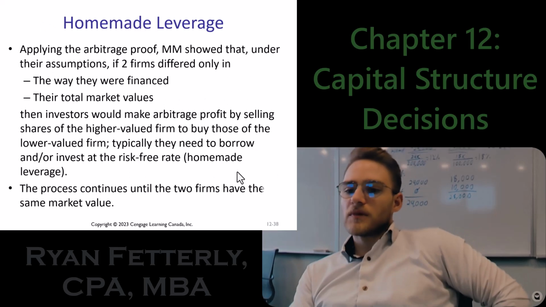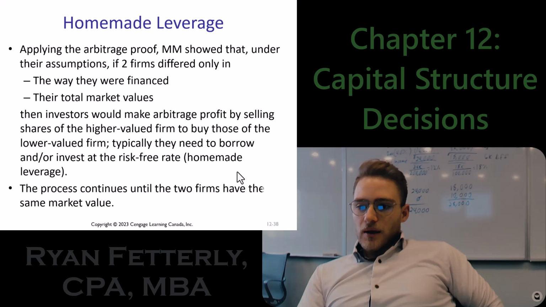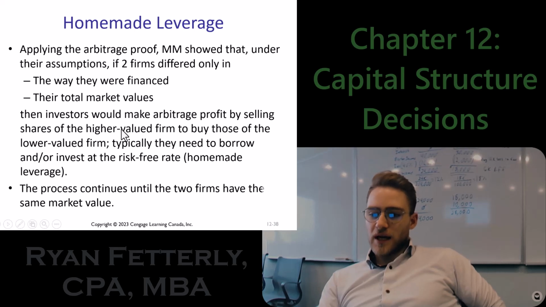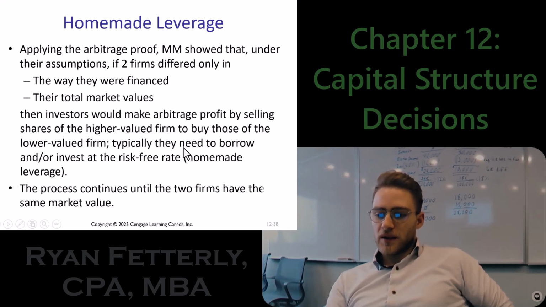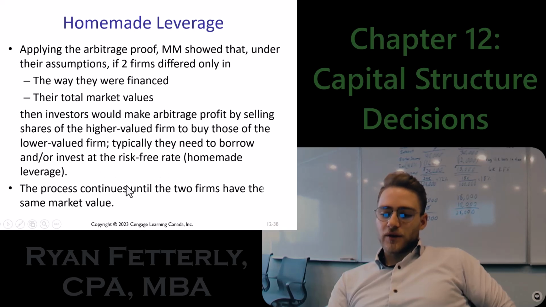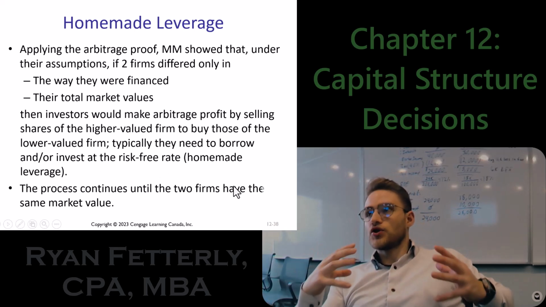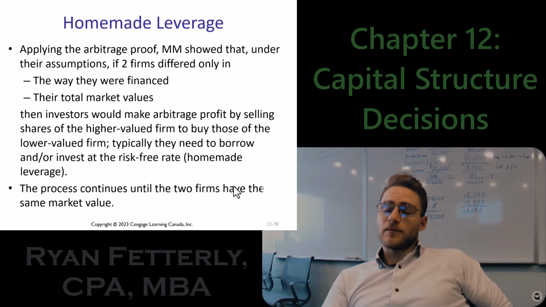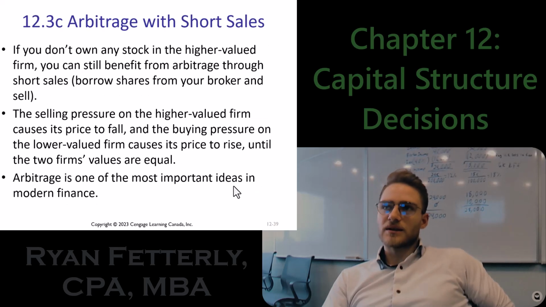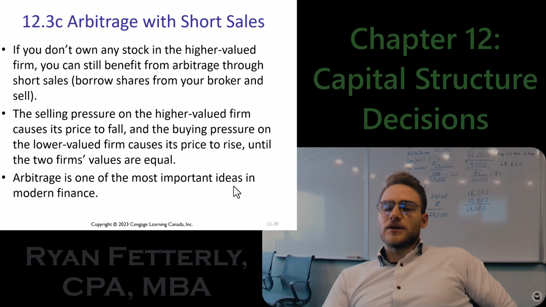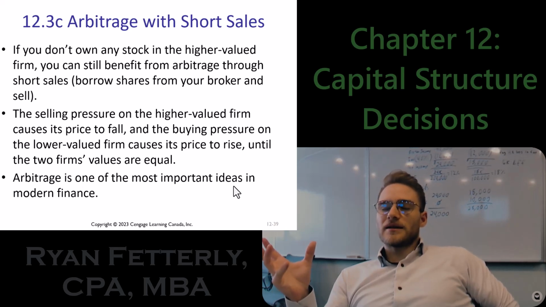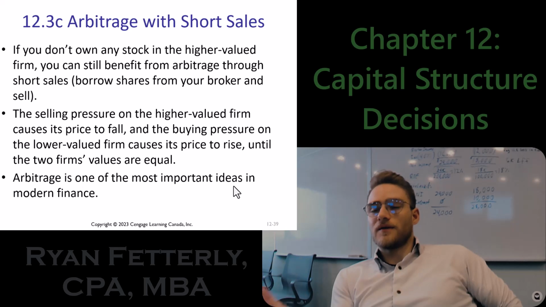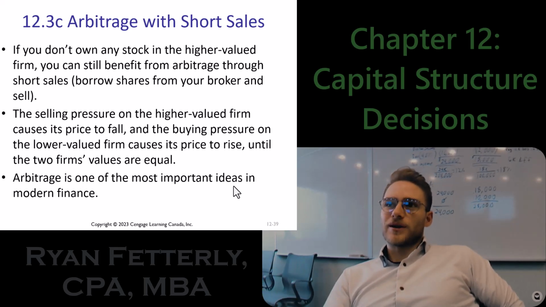And then homemade leverage. Investors would make arbitrage profit by selling shares of higher valued firms to buy those of the lower valued firm. Typically, they need to borrow and invest at the risk-free rate. So the process will continue until the two firms have equal value. Basically, the market will make sure that the firms end up being the same, right? And with short sales, it doesn't necessarily have to be that you sell off the higher value asset to buy the lower value asset. You can also short sell the high value asset, so that when it goes down in value, you make money. But we're not going to go to that level.